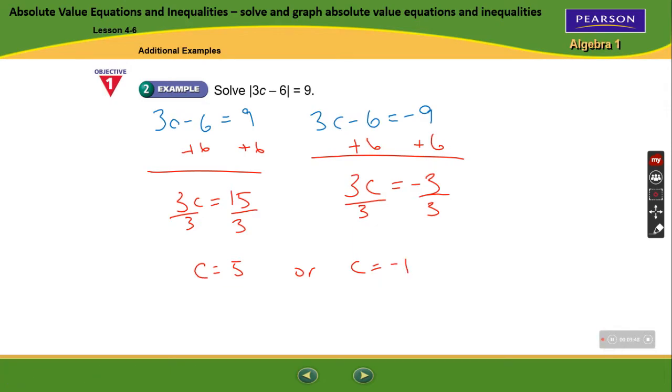Now a quick mental check. Go back up here: 3 times 5 is 15, 15 minus 6 is 9, and the absolute value of 9 is 9. So this one works. Quick mental check on the other one: 3 times negative 1 is negative 3, negative 3 minus 6 is negative 9, and the absolute value of negative 9 is 9. You should probably do those out, maybe show one, but for now I'm just doing it mentally. It's always a good idea to check your work and make sure your solution is correct. It will give you confidence and allow you to move forward feeling good.